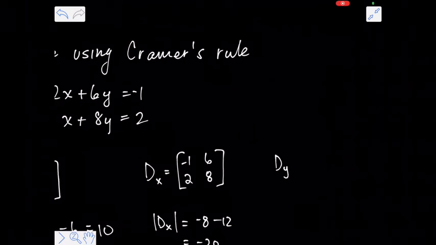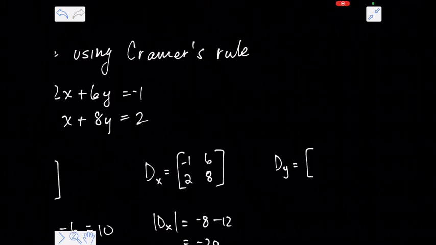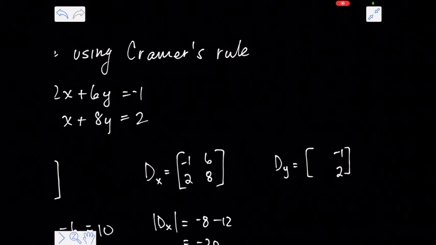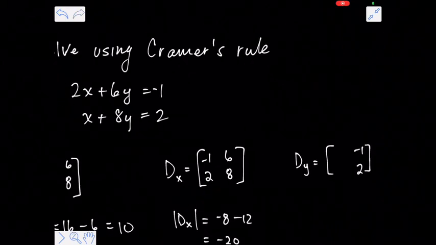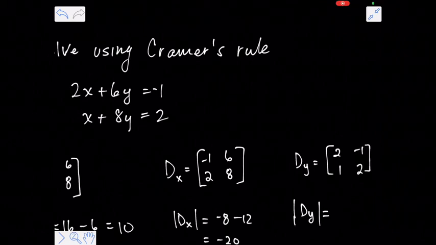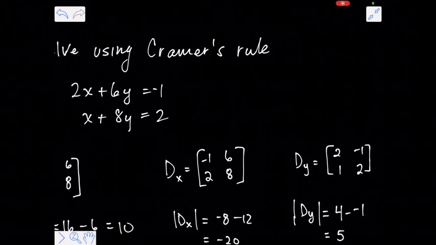And finally, d sub y. Now it's the y column, or the second column, that's going to have those values of negative 1 and 2. The first column is going to have the same values as it originally did, 2 and 1. And then the determinant would be that product, which is 4, minus that product, which is negative 1. That equals 5.